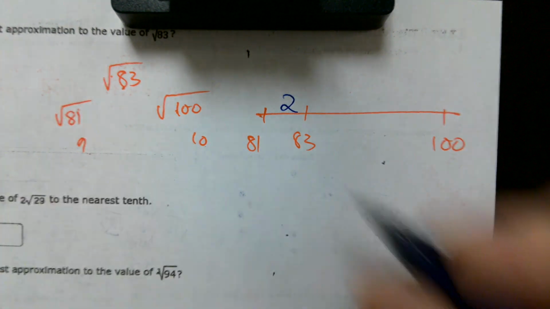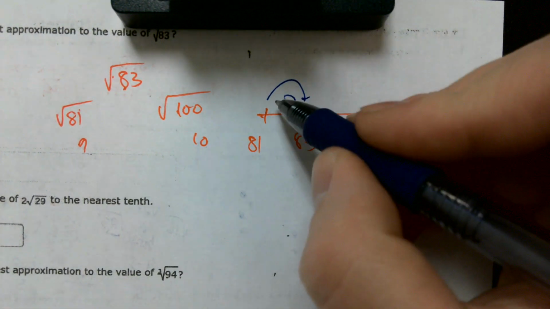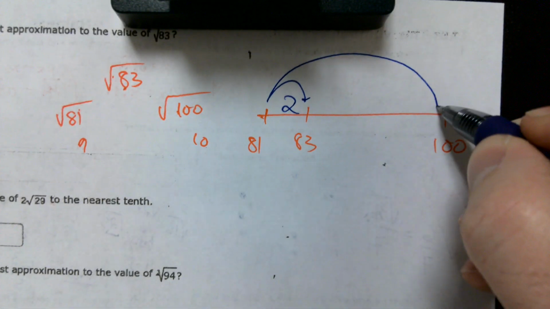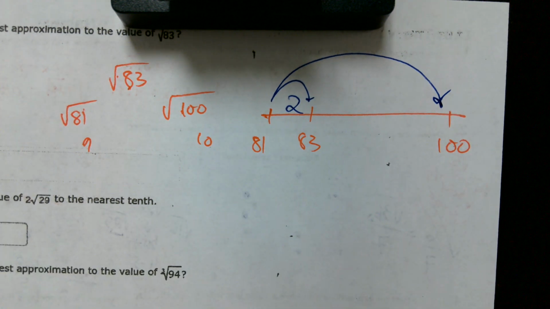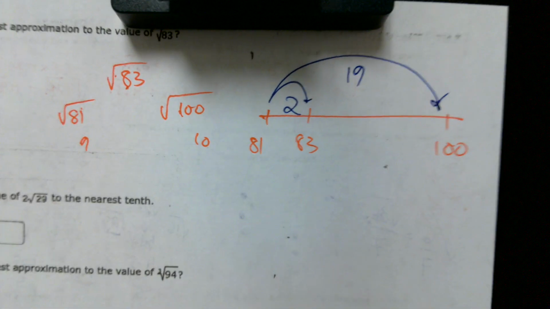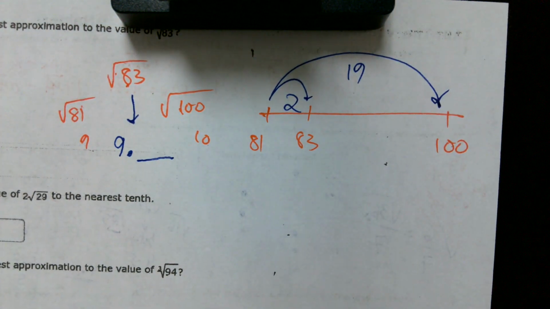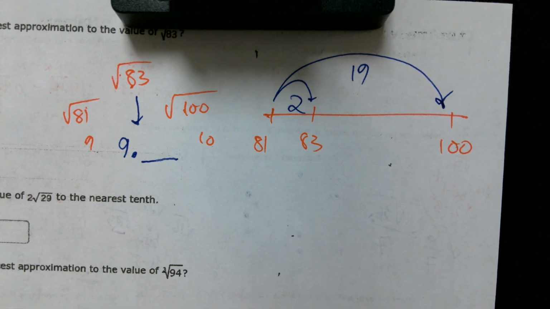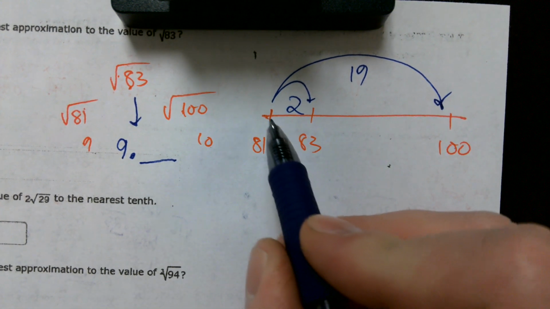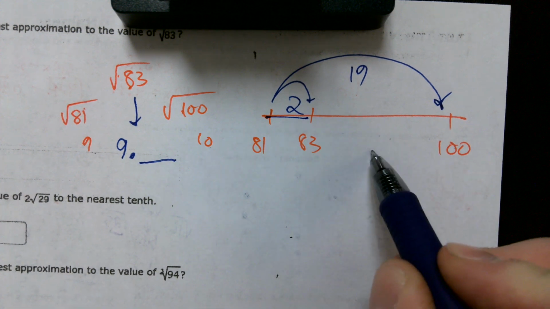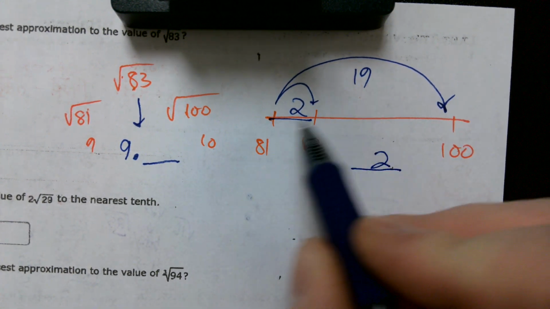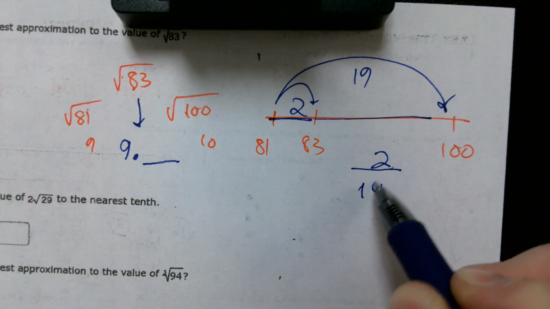How far away from 81 is 83? 2. How far away from 81 is 100? What's 100 minus 81? 19. So I know that this is going to be 9 point something. But I don't have a calculator to figure out whether it's 1 or 2. If I take the distance from 81 to 83 and divide it by the distance from 81 to 100, that's going to give me my decimal right there.